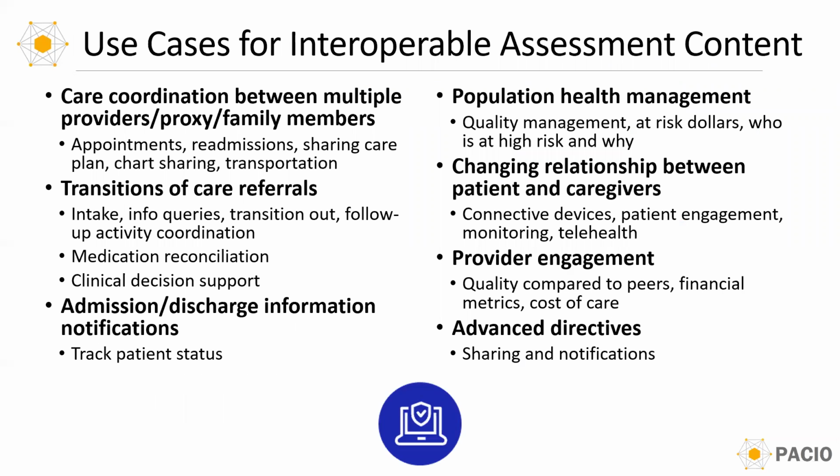CMS and ONC also have engaged with stakeholders through technical advisory groups, requests for information in various rules proposed through the Federal Register, and other formats to identify how interoperable health data, and specifically post-acute care assessment content, could improve care coordination between multiple providers, proxy or family members, transitions of care referrals, admission or discharge information notifications, population health management, changing relationships between patients and caregivers, provider engagement, and advanced directives.